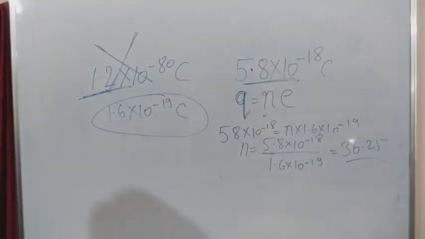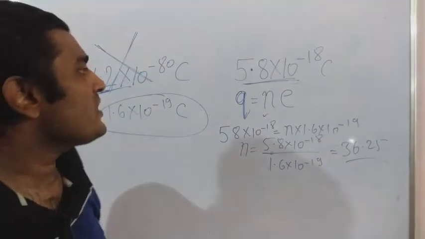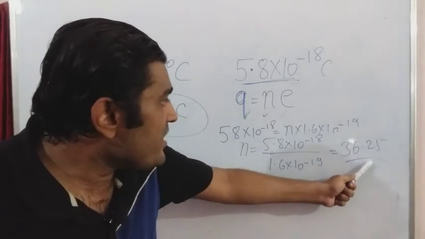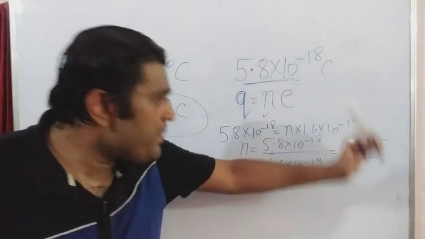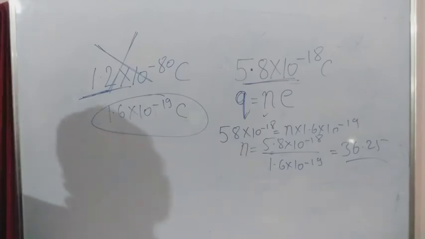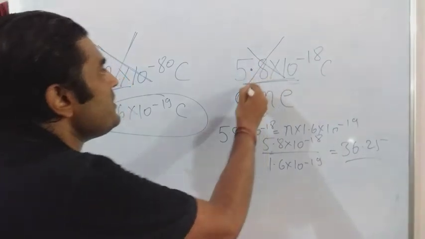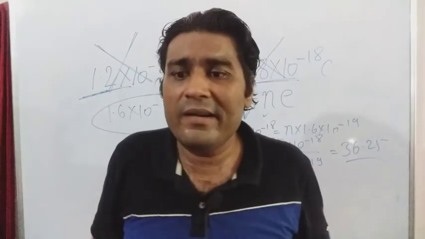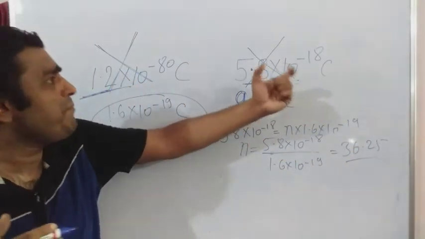Oh, what's going on here? It's coming to be 36.25, and n should be an integer for a charge. The value here is not an integer, and the value should be an integer for a charge. So we reject the very possibility of this charge. If n had been an integer, then this value would have been a charge.